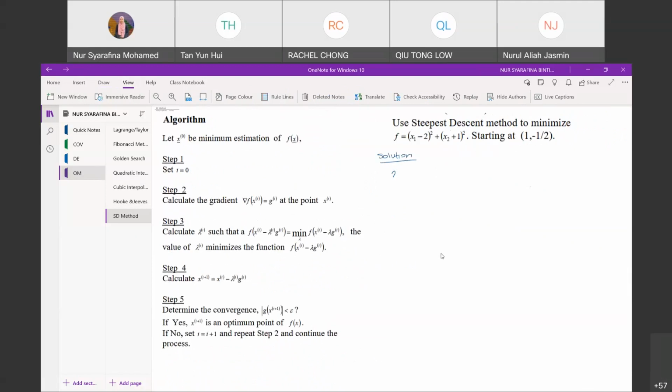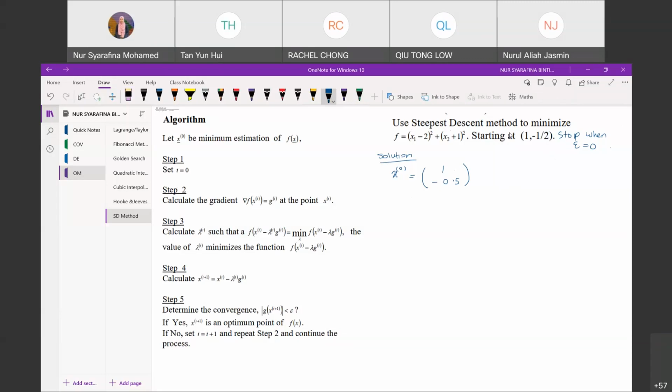We start with x naught equals 1, minus 0.5, right? And we stop when epsilon equals 0. Usually epsilon is given, or the process stops at a given iteration. Usually it is mentioned, so no worries. Now what is our first step? Start with i equals 0.